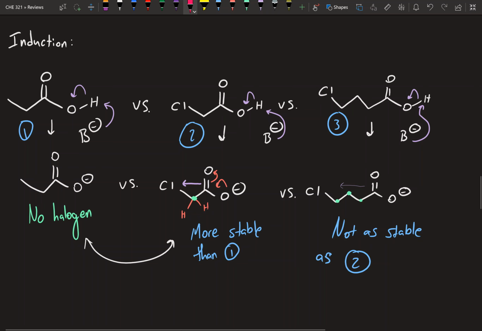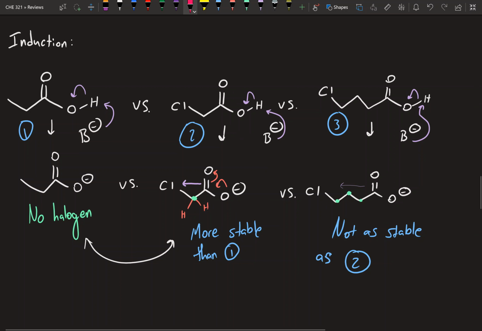So the one on the left has no halogen. It has no stability offered by that halogen. It can resonate, and the negative charge is on the oxygen atom. All 3 share the same resonance and the same atom that's being deprotonated, so we are judging this solely on induction. So the one on the left has no induction.